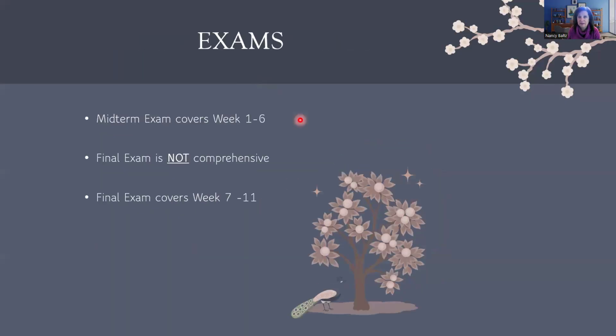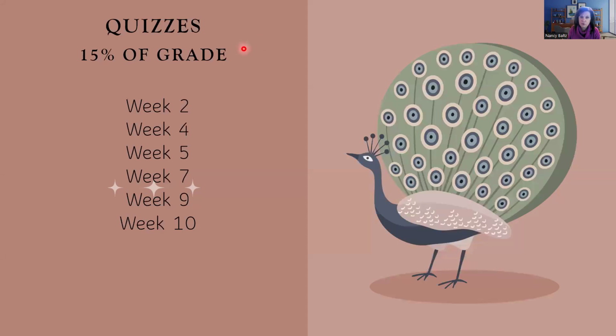So a little bit about the individual exams. Midterm exam, it covers materials 1 through 6. The final exam covers material 7 through 11. And the final exam, in this wonderful, it's not comprehensive. So that's good. Then you have an opportunity to get some points from your quizzes.